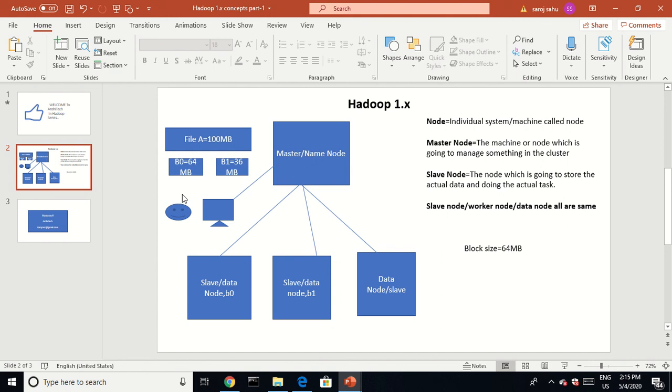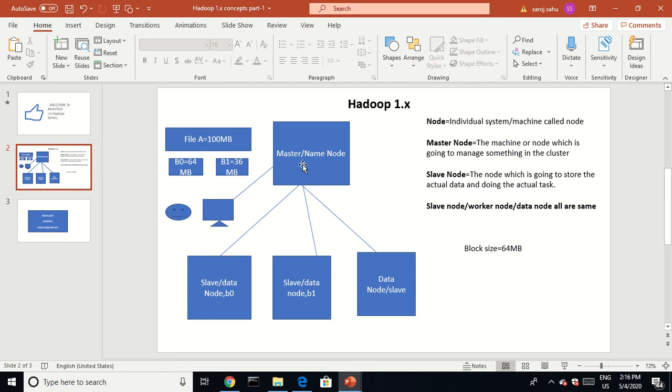After dividing, the client will contact the name node. The first point of contact is the name node, saying, hey name node, I want to write data, or store data, in your Hadoop cluster, so please help me. The name node gets to know that file A, having 100 MB, is divided into two blocks and wants to be stored in the Hadoop cluster. The name node cannot store the data. Only the storage part can be taken care of by the slave machine or data node. The actual data can be stored in the slave machines only.